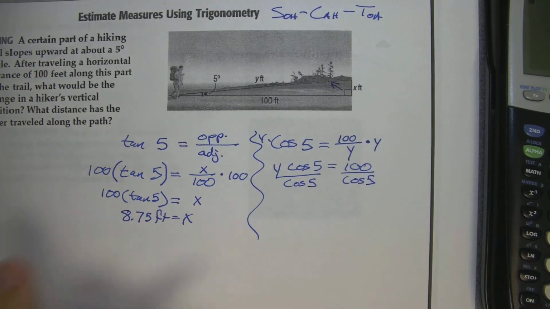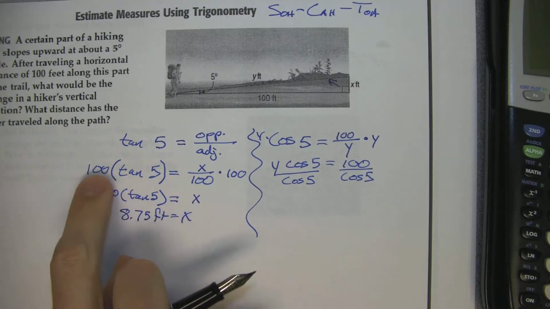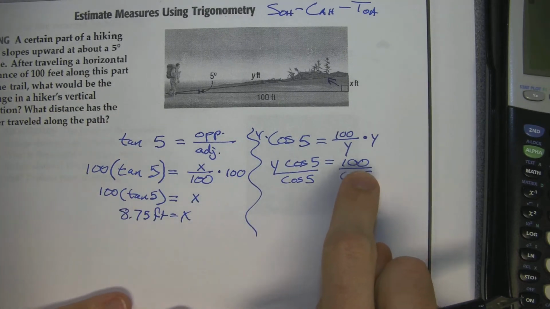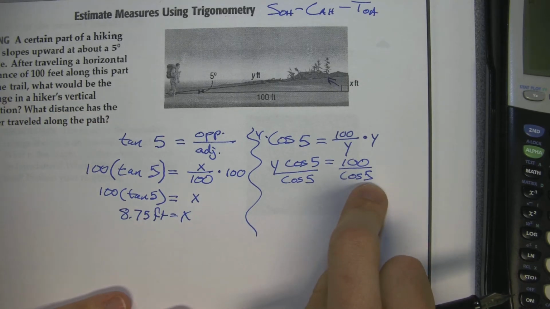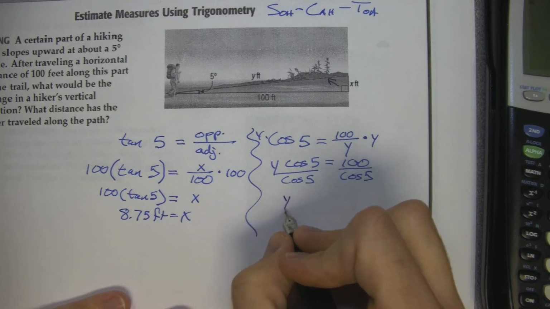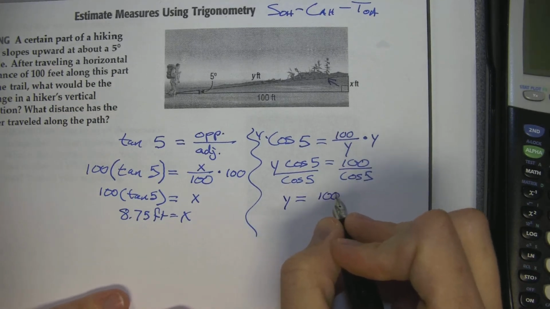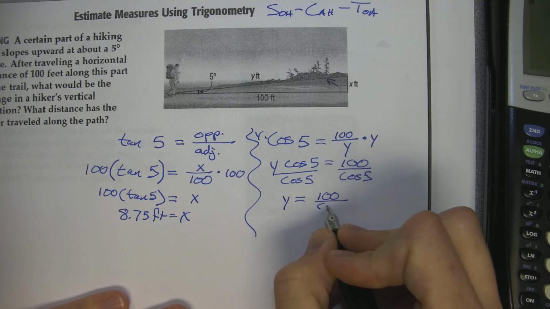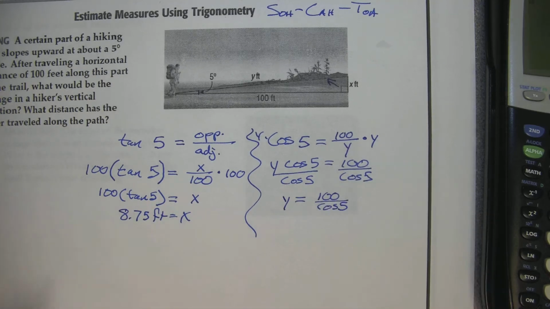Now, listen carefully. Just like we did over here, I couldn't multiply this 5 in 100. Over here, I can't divide this 105. That doesn't work. Cosine 5 is a value all its own, and we don't know it yet. So we've got to treat it like a variable. So we end up with y equals 100 divided by the cosine of 5.